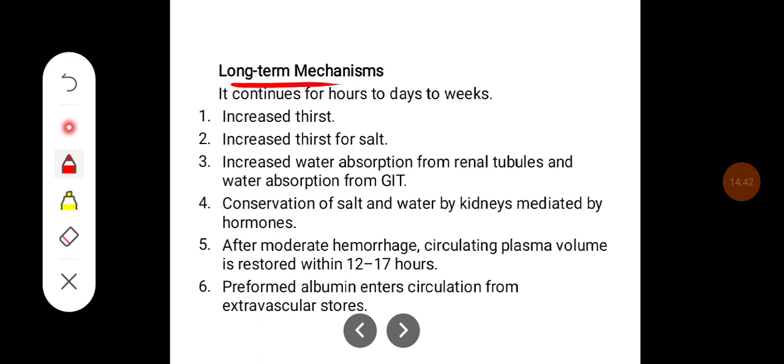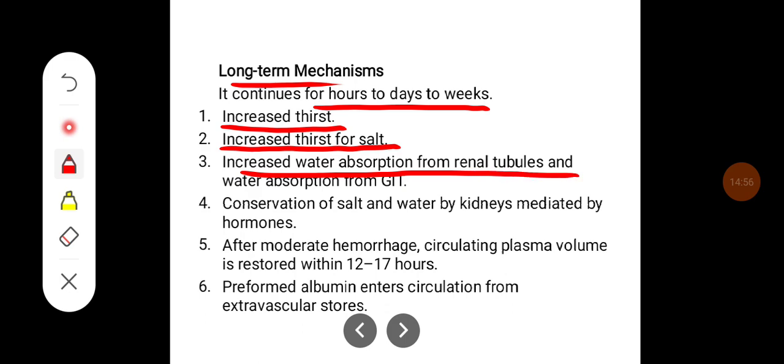The long-term mechanisms continue to act for hours to days, sometimes weeks. These include increased thirst for salt, increased water absorption from the renal tubules and from the GIT, and conservation of salt and water by the kidneys, mediated by hormones.